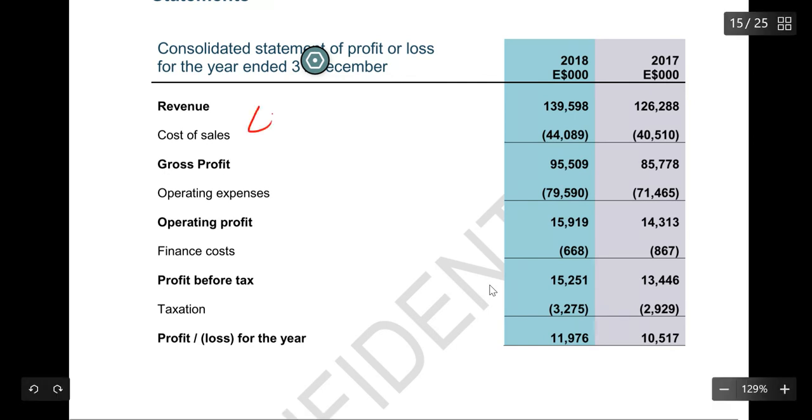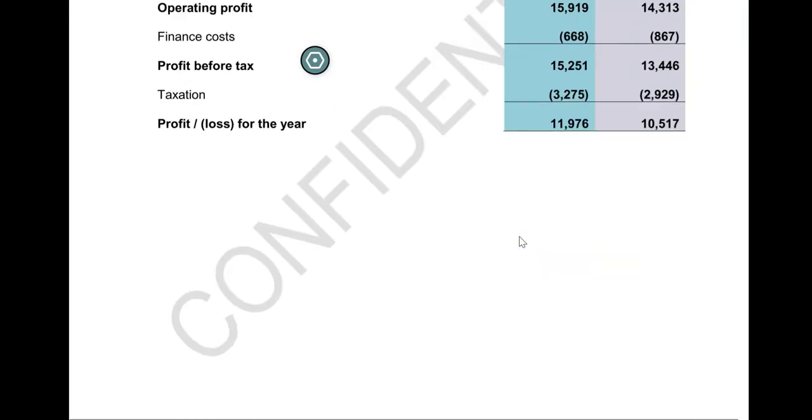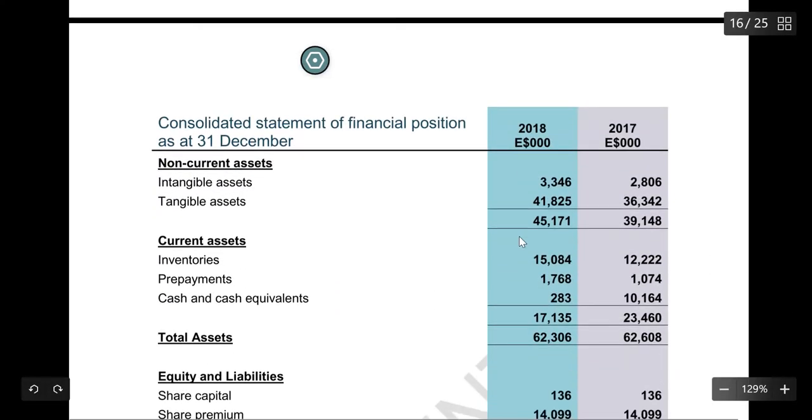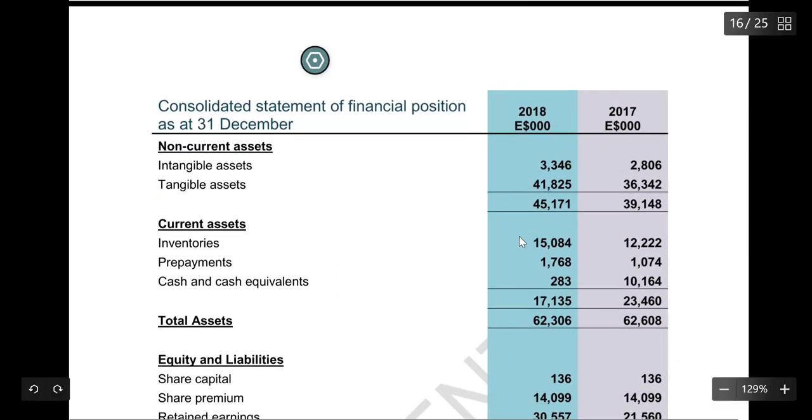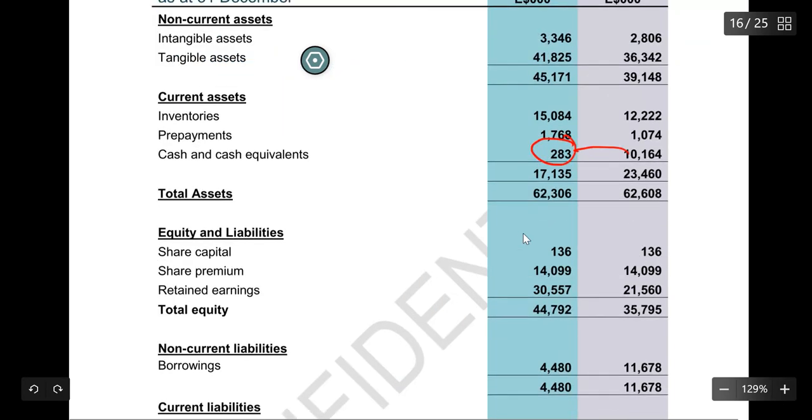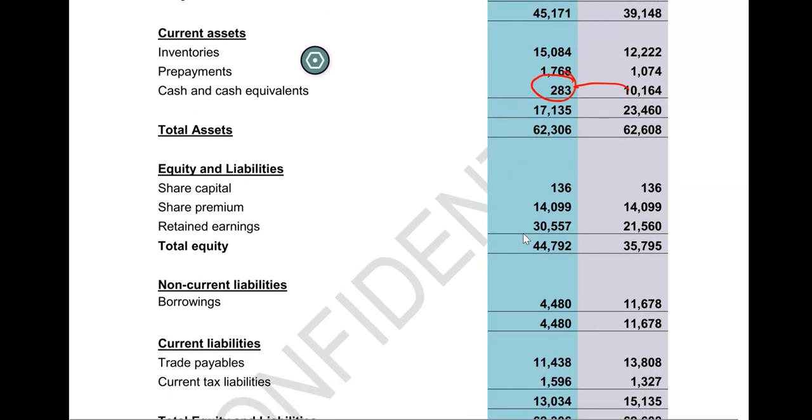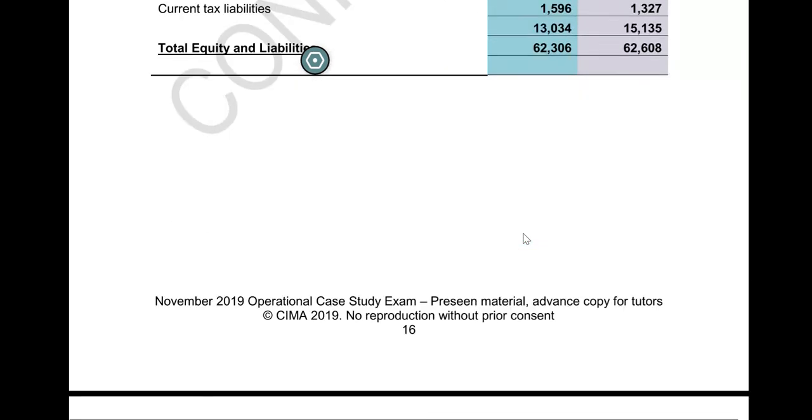Please click the link below which will have all the information on the ratio calculation. Now students, I told you this company is overtrading. Let's see, yes, it is overtrading. Just look at the cash balance. It has drastically fallen down. So please keep in mind there is an overtrading situation here. And the borrowings have reduced. So please keep that in mind.